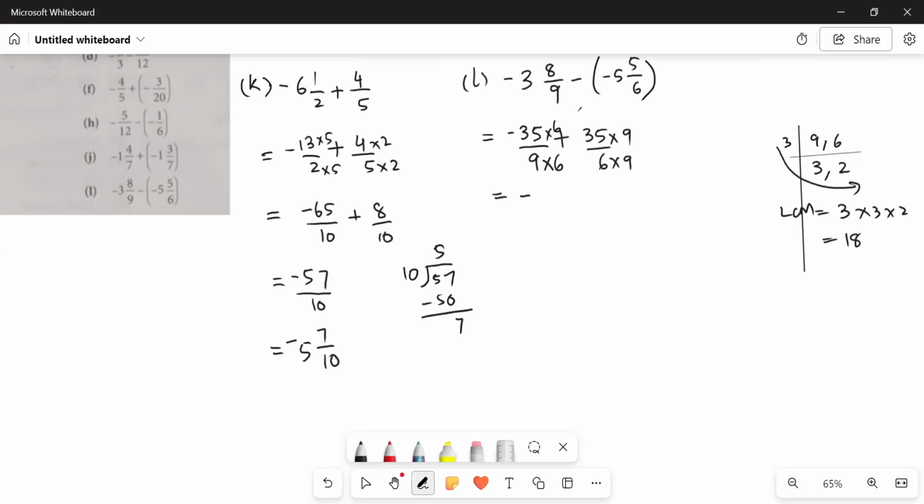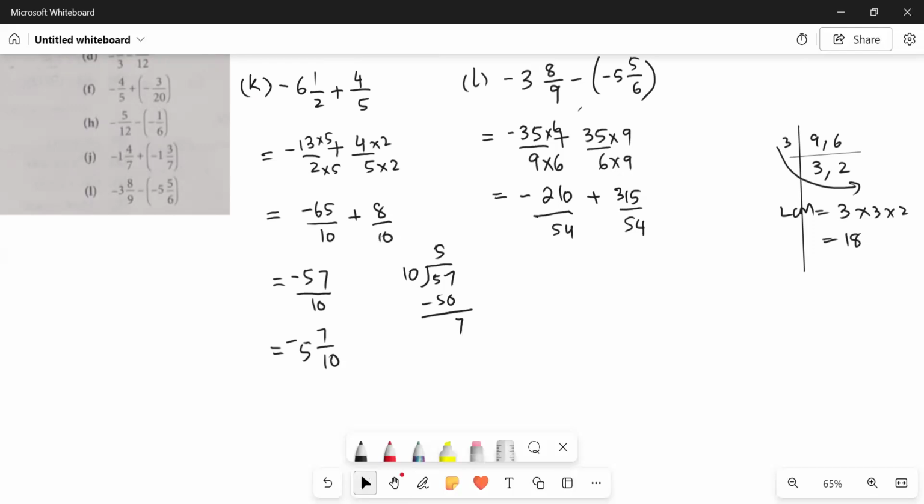Okay, 35 into 6 is equal to 210. And 35 into 9 is equal to 315. First one is negative, so minus 210. The other one is positive, so plus 315, right? And 9 sixes are 54. So now the denominators are same.